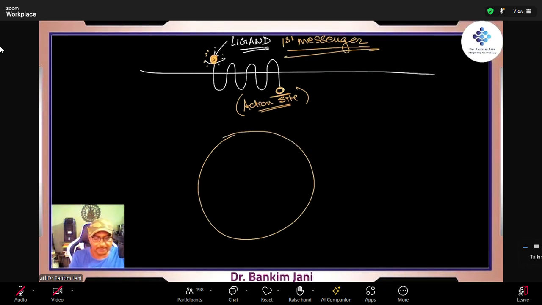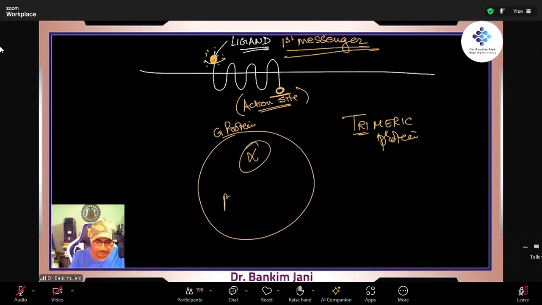Now, in the action site, we said that this is the G protein, so we just need the G protein. This is inside the G protein. It is a trimeric protein, meaning it has three components. Tri, three. We name them alpha, beta, gamma. One, two, three, and they are all connected. We are dealing with the stimulatory protein, so over here we'll just add S.